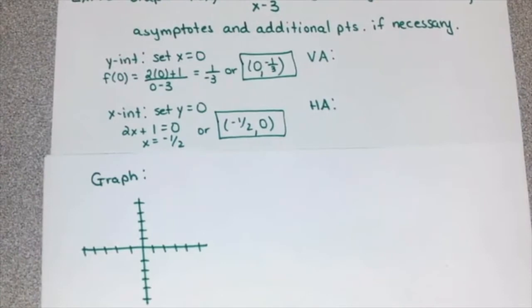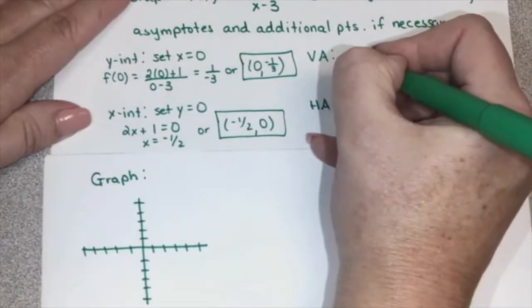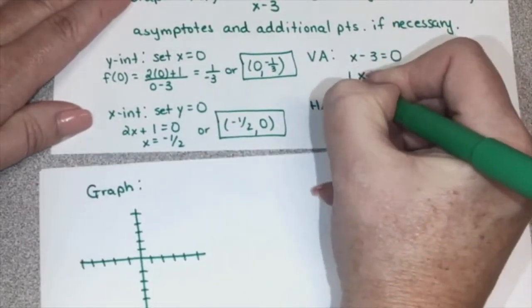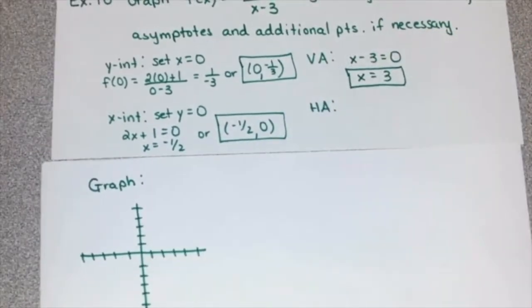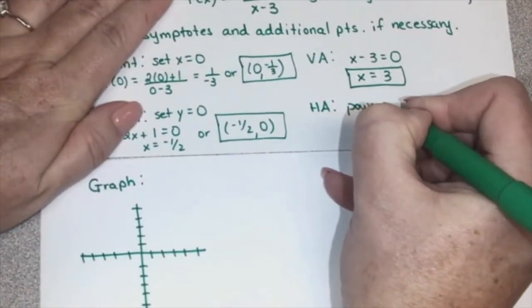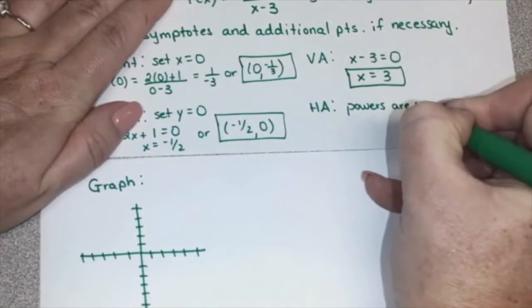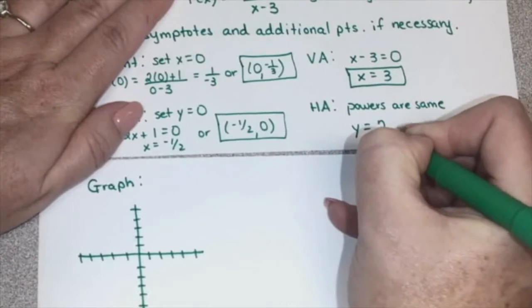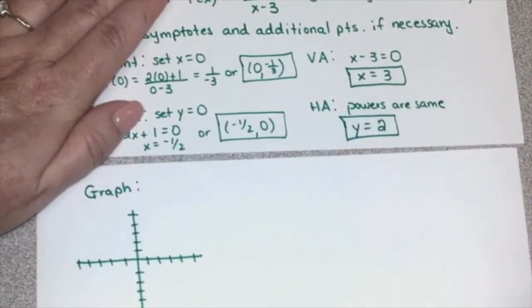What about vertical and horizontal asymptotes? Vertical, you simplify what you can, right? And then you set the denominator equal to 0. So you set x minus 3 equal to 0, so you get x equals 3. And then what about horizontal asymptotes? You notice that the powers are what? Powers are the same. So the horizontal asymptote is y equals 2 over 1, or just y equals 2.